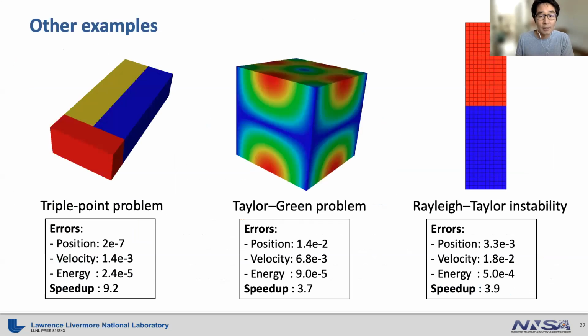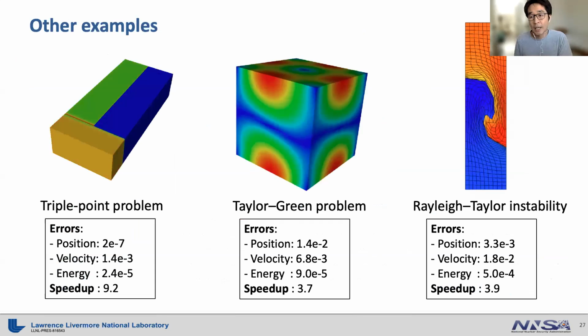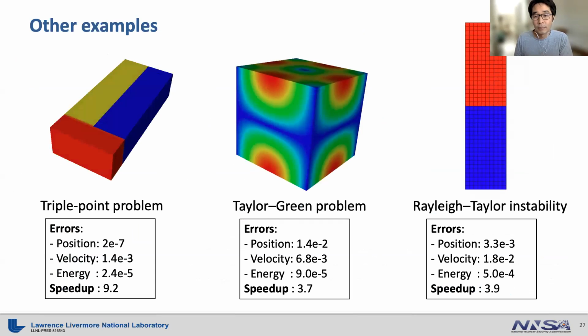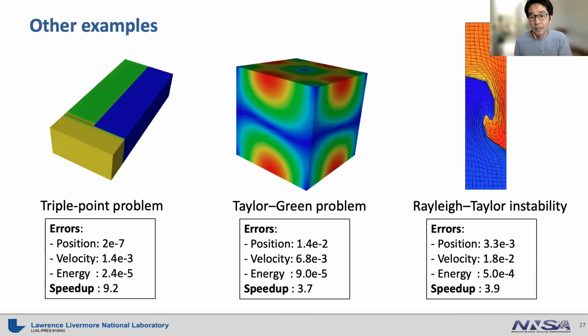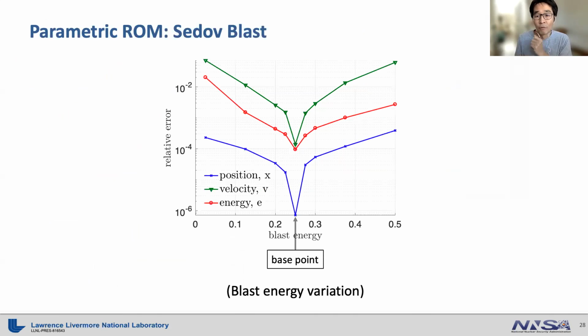Okay, this type of time windowing reduced model has been applied to other hydrodynamics problems, for example, the triple point problem, the Taylor-Green problem, and the Rayleigh-Taylor instability problem. For all cases, we were able to achieve reasonable speedup and accuracy using the time windowing reduced model. And of course, it's related to George's previous questions.